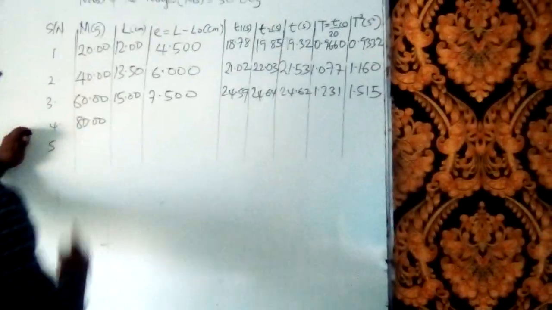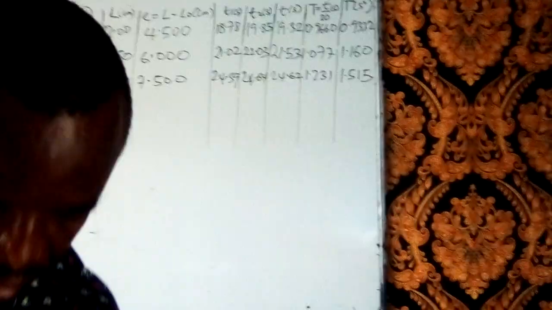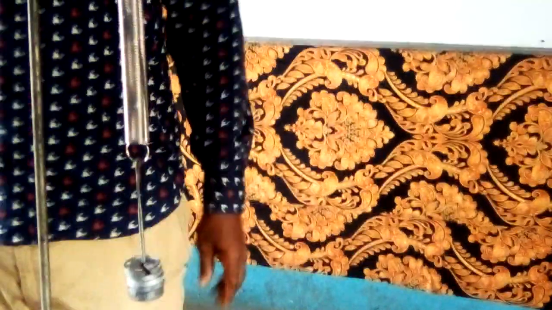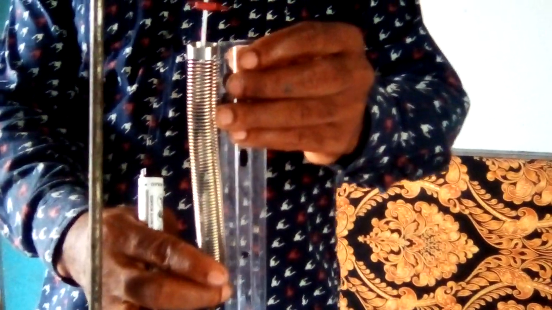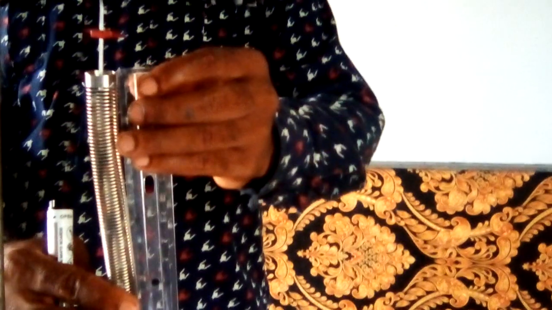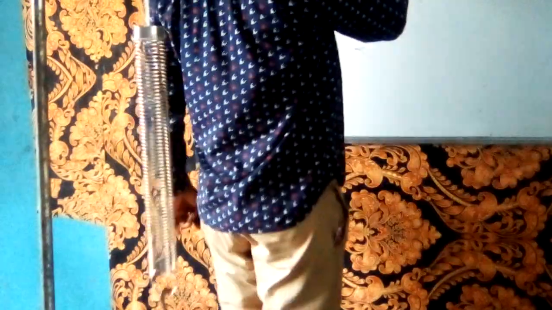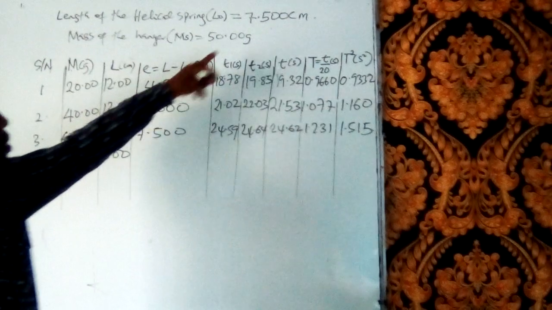So now move to the fourth stage, 80 gram mass. Already here we have 60 grams. We slot in under 20, giving us 80 grams. Now we take the length of the spring using the centimeter end of the rule. And we are getting about 16 centimeters. So 16.00.